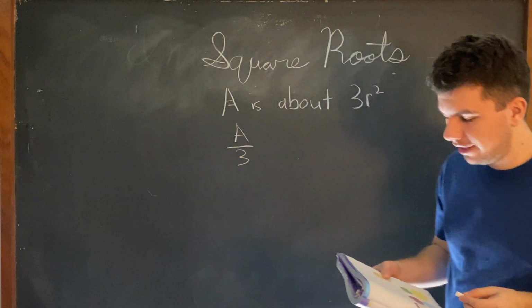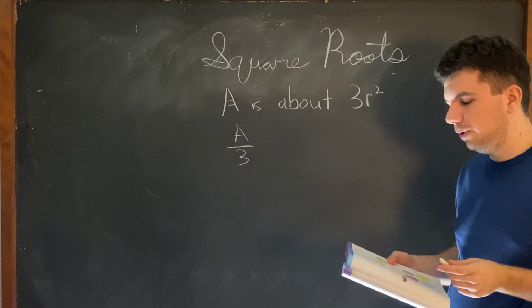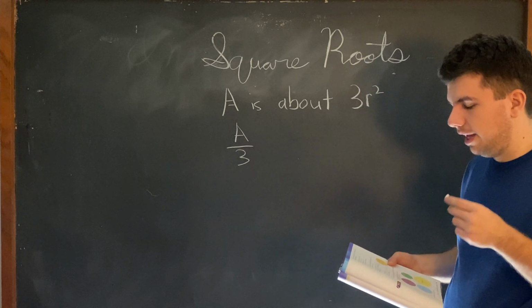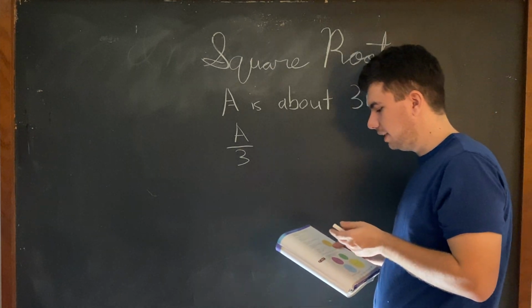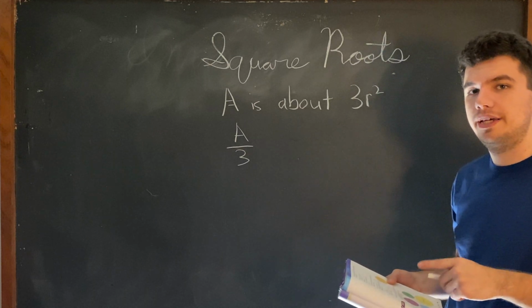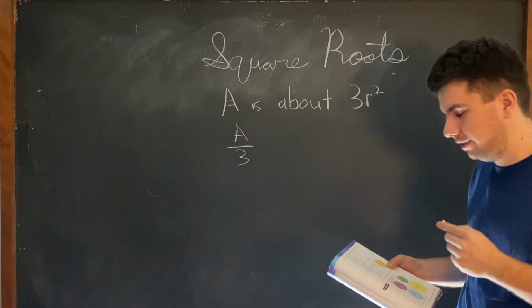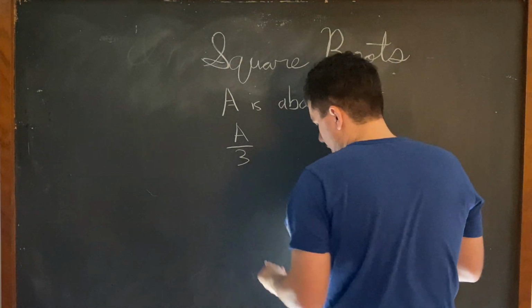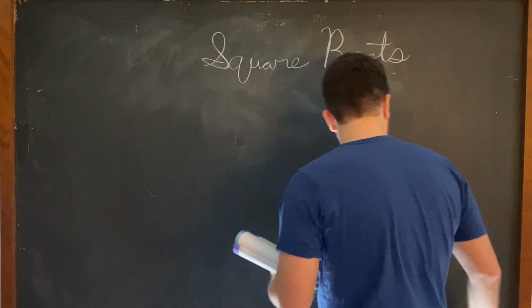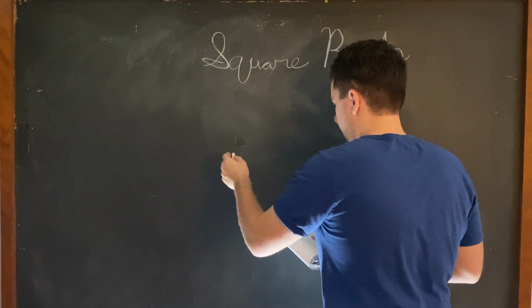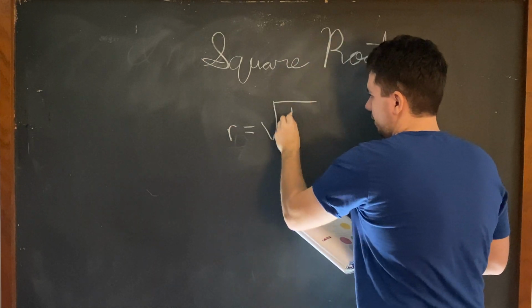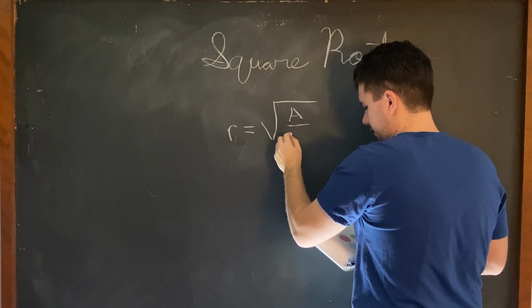Okay, grade 8, so that's our estimating there. If we actually want to find the radius, we have to take the square root of A over pi. Because remember, when we use 3, we are just estimating. When we use pi, that is when we're doing the official calculation of the circle. So our actual formula that we're going to use is r equals the square root of A over pi.